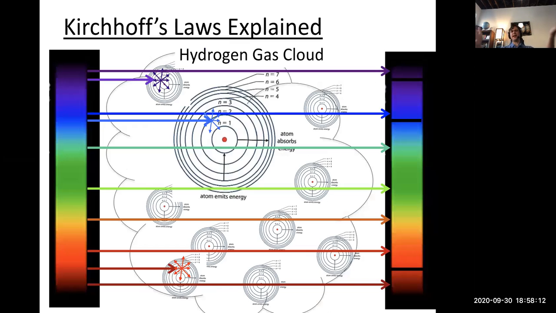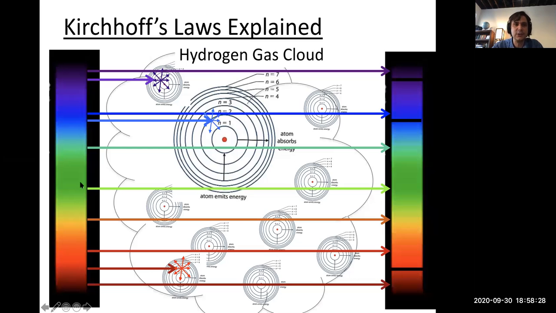Which tells us finally what we've been after. What the heck was going on with Kirchhoff's laws? Why do we see an absorption spectrum whenever we have a rainbow of light, a continuous source, and then that light passes through a cloud of gas, a cooler foreground cloud of gas?